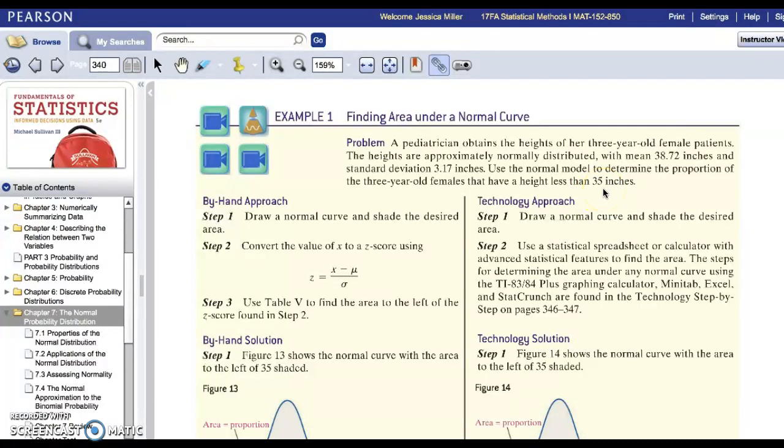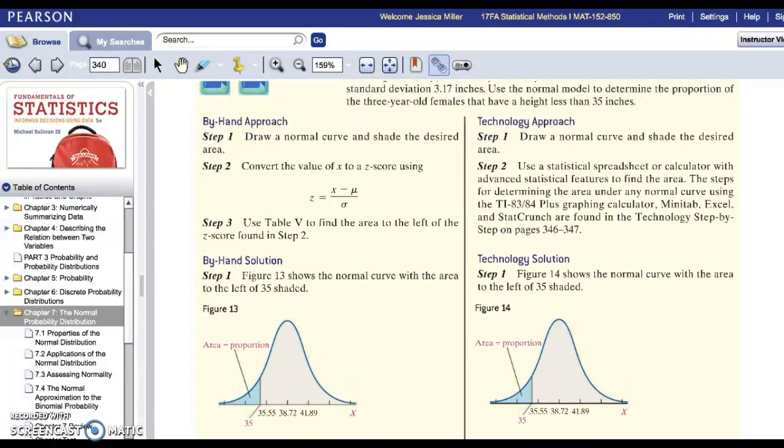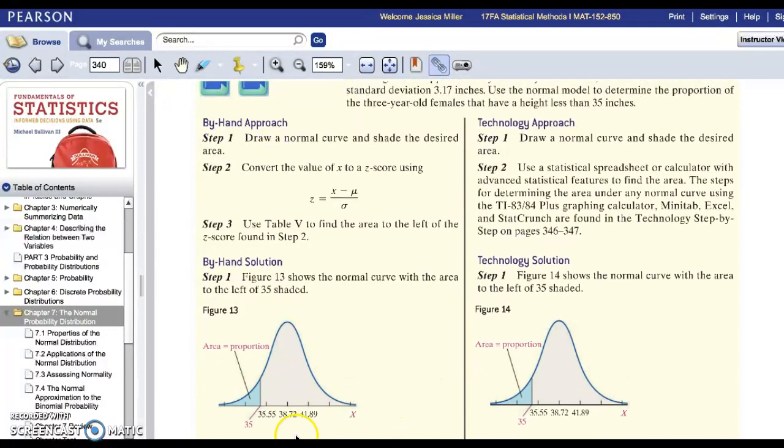As soon as I read this, I like to draw my curve. And notice in both the by hand and StatCrunch or technology examples, they draw a curve. So draw a normal curve, put your mean in the middle, and I don't always label my first standard deviations above and below, but I would go ahead and label my 35. My females less than 35 inches are all below average.